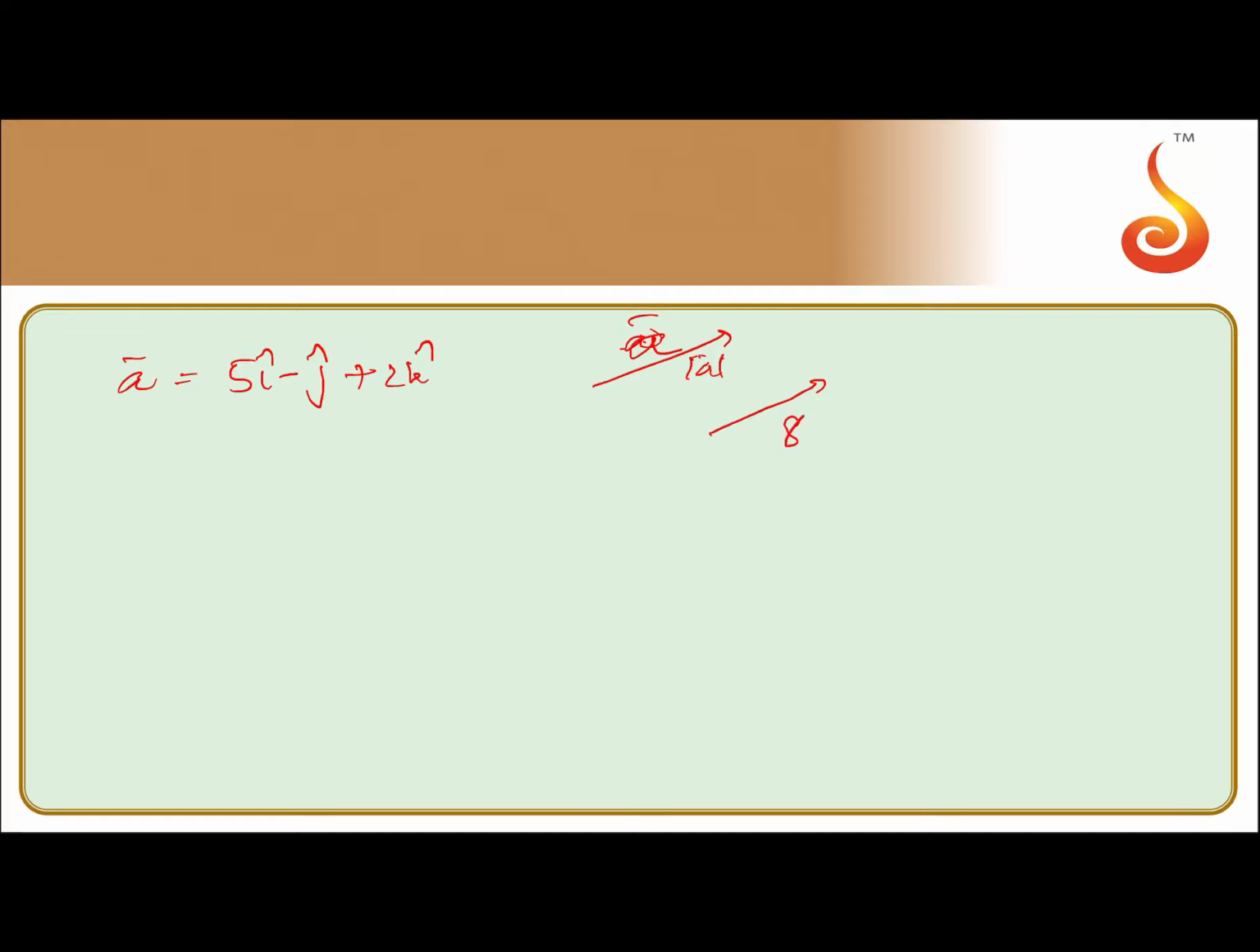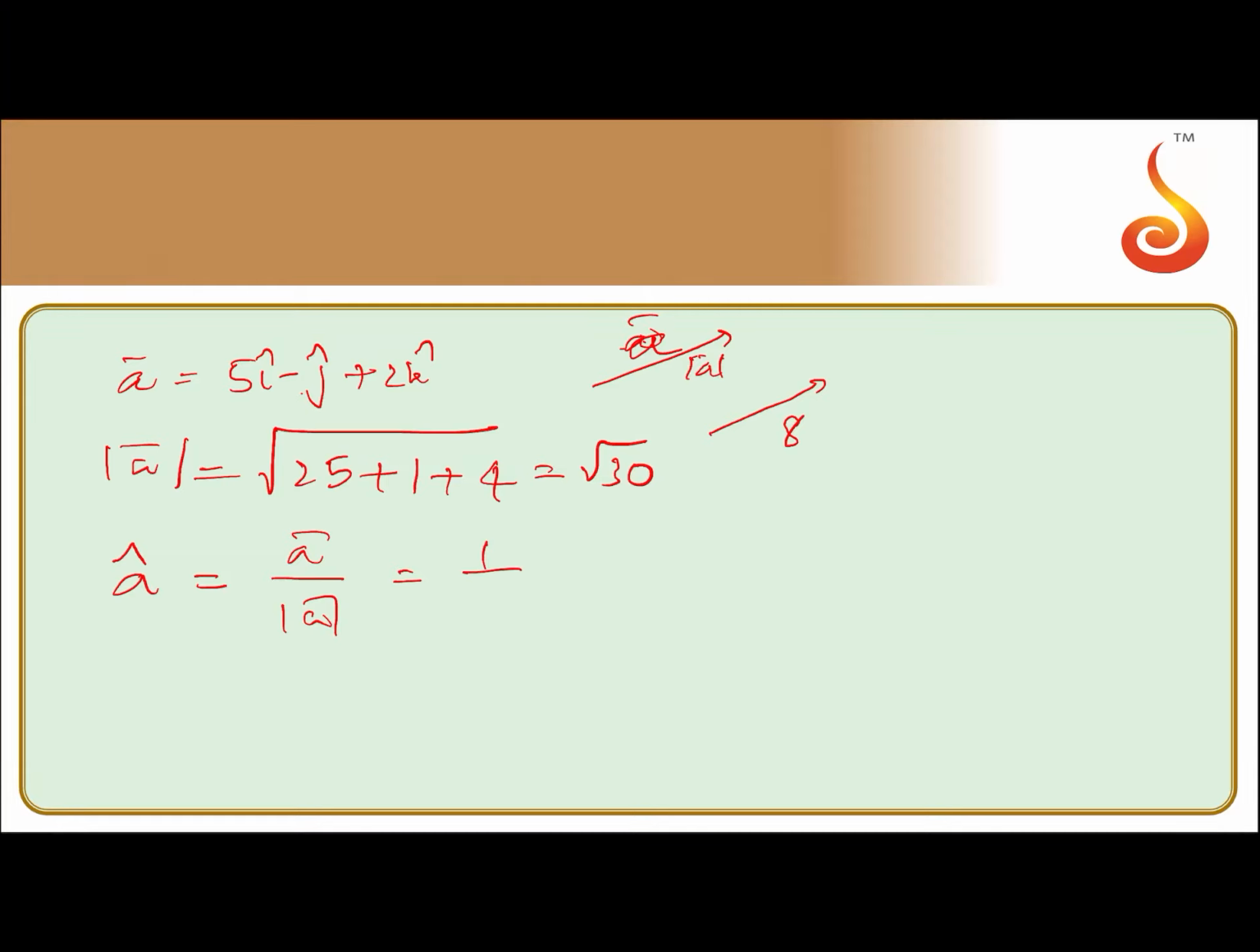First calculate the unit vector in this direction. To calculate, first you calculate the magnitude of a, which is under root of 5 square plus minus 1 whole square plus 2 square, that is 25 plus 1 plus 4, which is root 30. So the unit vector in the direction of a is given by 1 by modulus of a times a bar, that is equals to 1 by root 30 times 5i minus j plus 2k.